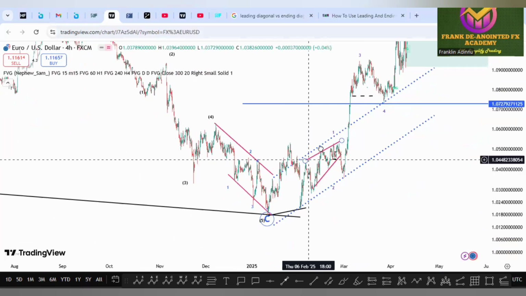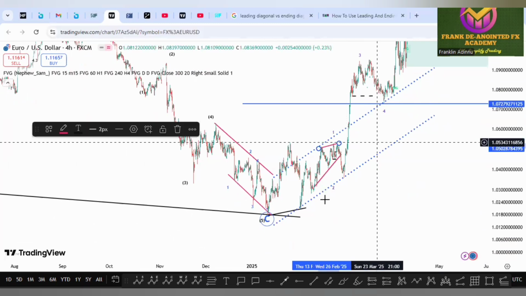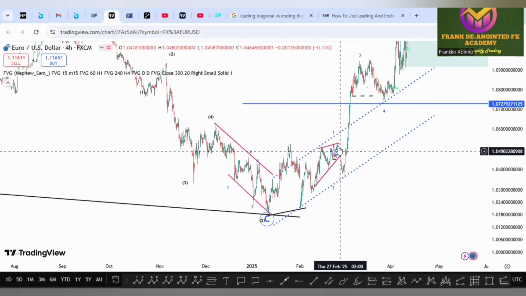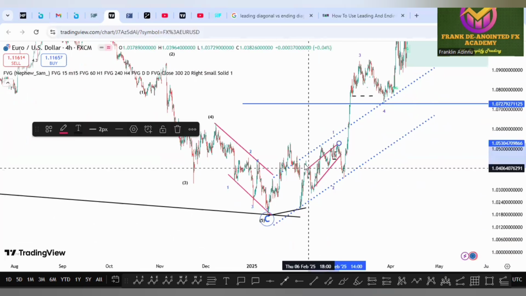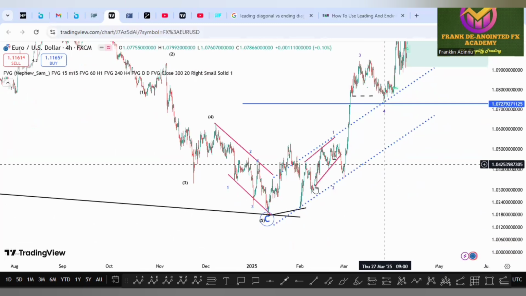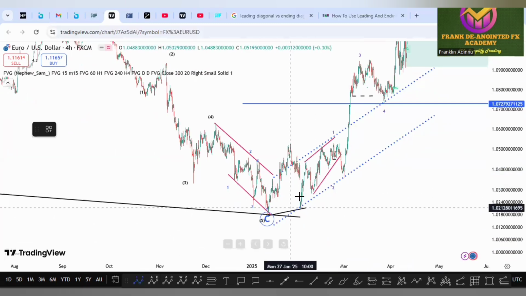Although I did not mark it as a leading diagonal, it can be seen as a leading diagonal. 1, 2, 3, 4, 5. Then correction. Yes, that is it. It can be used as a leading diagonal. Can you see what I'm showing you?